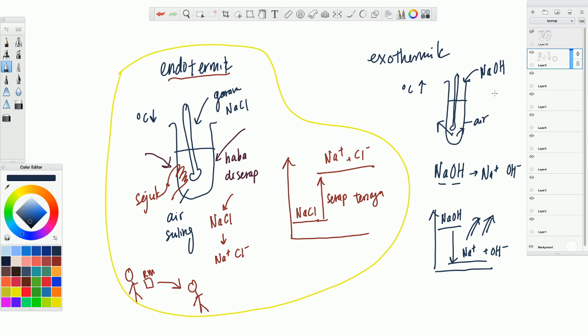So, itu bezanya endotermik dan eksotermik. Untuk endotermik, disebabkan haba diserap, perubahan tenaga dia ialah positif. Untuk eksotermik, kerana haba dibebaskan, perubahan tenaga ialah negatif. So, itu bezanya tindak balas endotermik dan eksotermik. Can I have the next question?